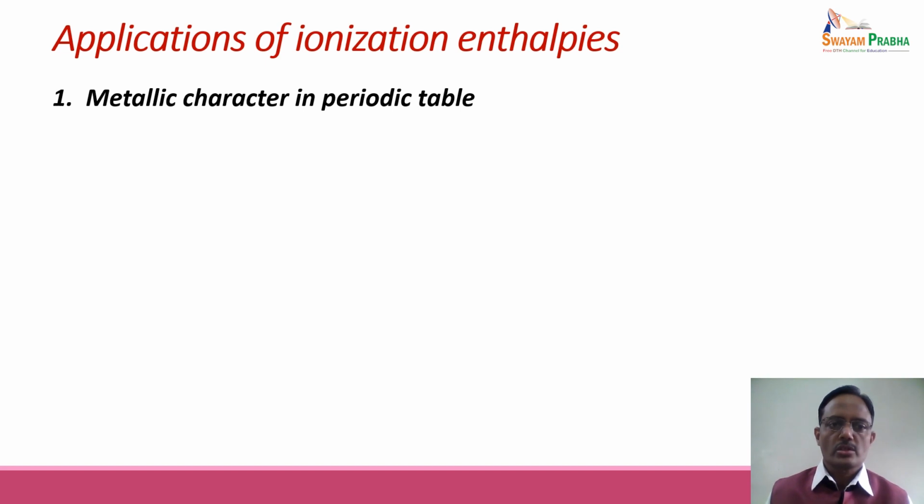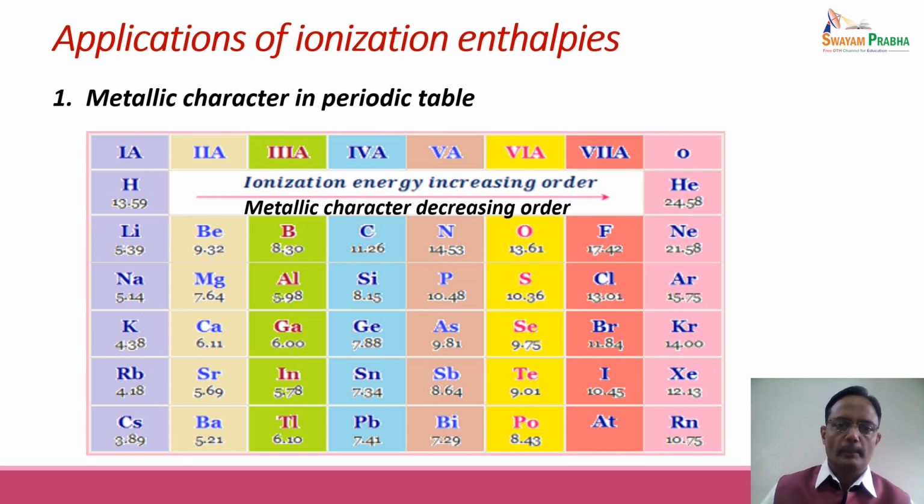Now those atoms which have lower ionization enthalpy will lose electrons easily, and as a result they will behave as metals, whereas those atoms which have higher ionization enthalpy will not release electrons easily, and so they will behave as non-metals. So when we move across the periodic table, the ionization enthalpy goes on increasing from left to right. As a result, the metallic character goes on decreasing from left to right. Exactly opposite is the effect down the group. So we can predict the metallic character on the basis of ionization enthalpy.